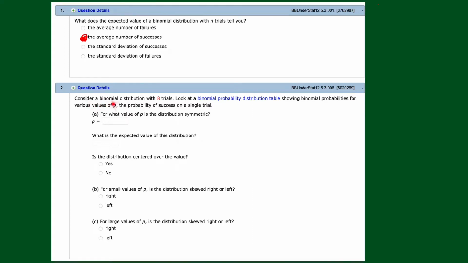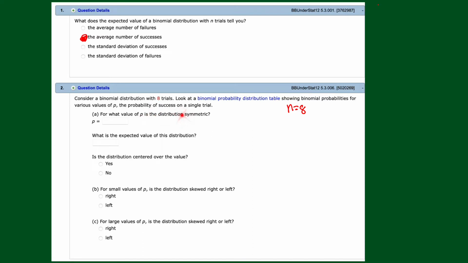Part B tells us we've got a binomial distribution with 8 trials. I'm just going to write that down. N is 8. Look at the binomial probability distribution table. All right, now, I tried to put that in here, but it's just too big, and it becomes unreadable. So you have to go to the back of the book, look at the table showing binomial probabilities for values of p. All right, so you read it down, different values of p. For what p value is the distribution going to be symmetric?